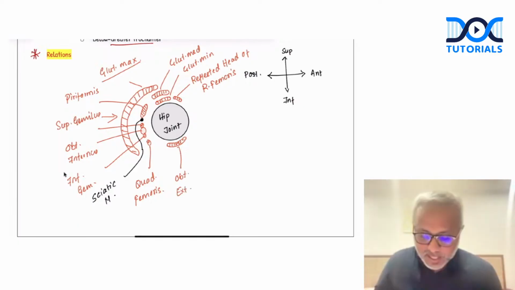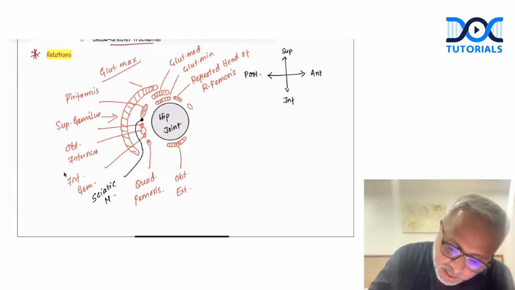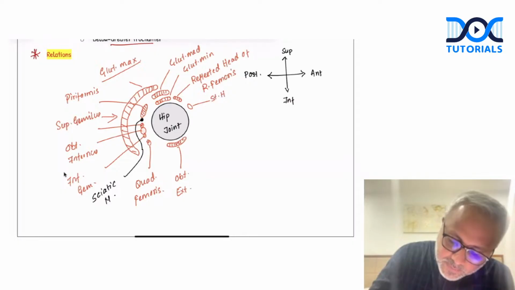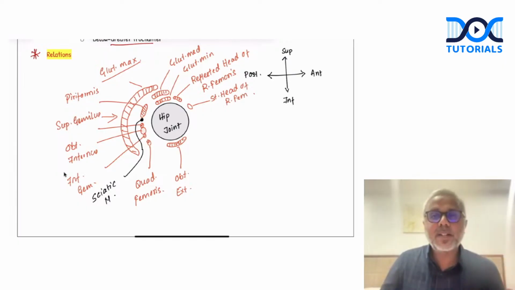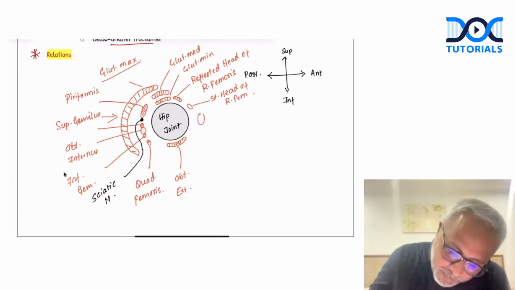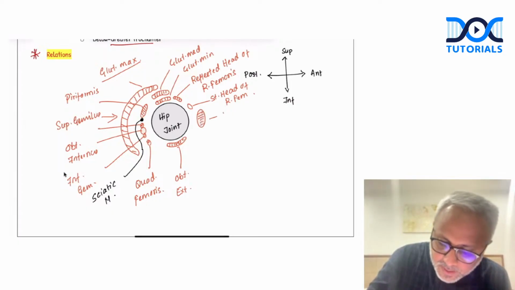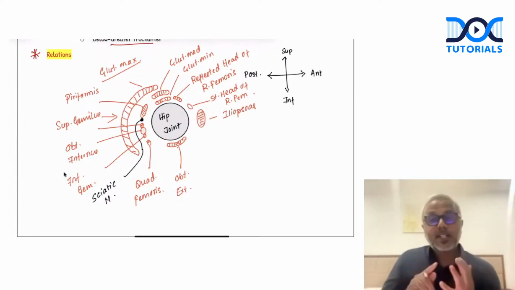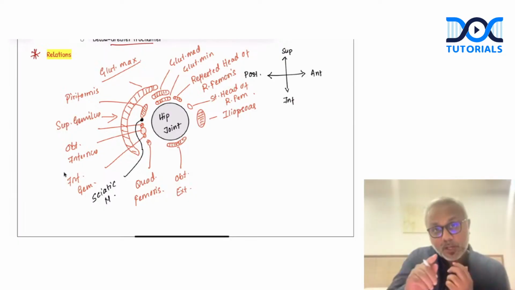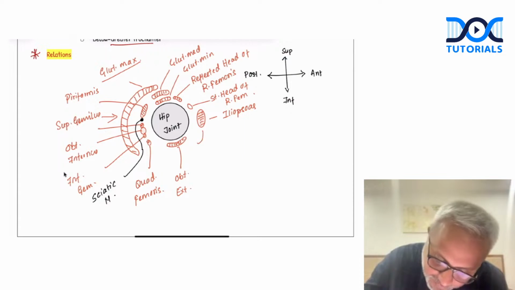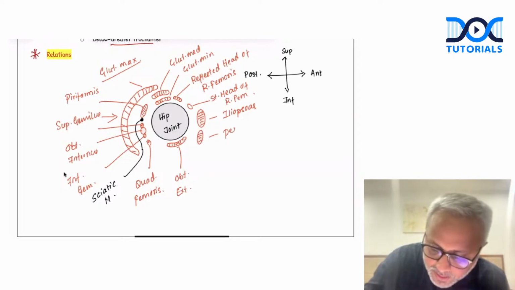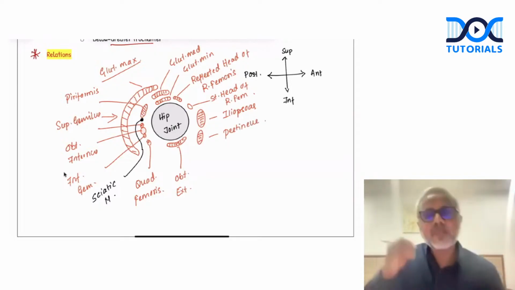What about anteriorly? Anteriorly, from above downwards, this is the straight head of rectus femoris, right? Then we have a big muscle here. Let's call this muscle the iliopsoas, right? The iliacus muscle and psoas muscle, which form a common tendon. Then further below, we have one more muscle and let's call this pectineus, right?